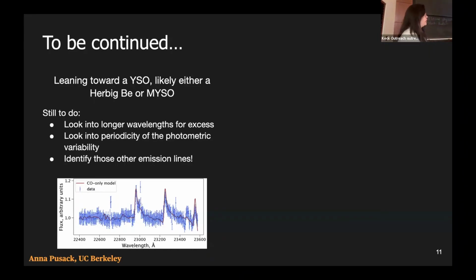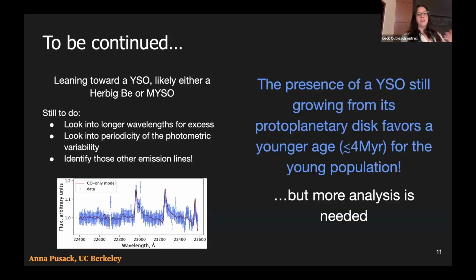So this is work that is still in production. We're leaning towards a young stellar object, likely a Herbig Be or a massive young stellar object. This works very well inside of the young nuclear star cluster where we see many massive stars at a very young age. There's several things still to do. However, if it is a young stellar object, the presence of such an object still growing in its protoplanetary disk favors a younger age than what we've currently quoted. But again, more analysis is needed.